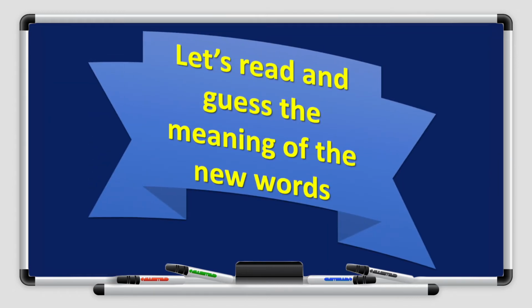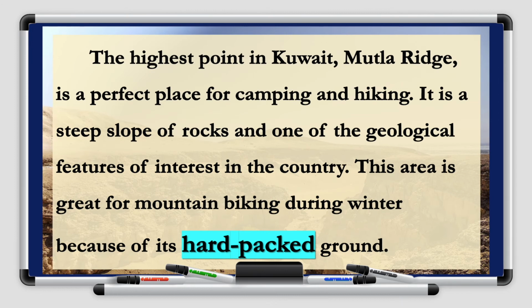Now, let's read and try to guess the meaning of the new words in the text that is in front of us. The highest point in Kuwait, Mutla' Ridge, is a perfect place for camping and hiking. It is a steep slope of rocks and one of the geological features of interest in the country. This area is great for mountain biking during winter because of its hard-packed ground.